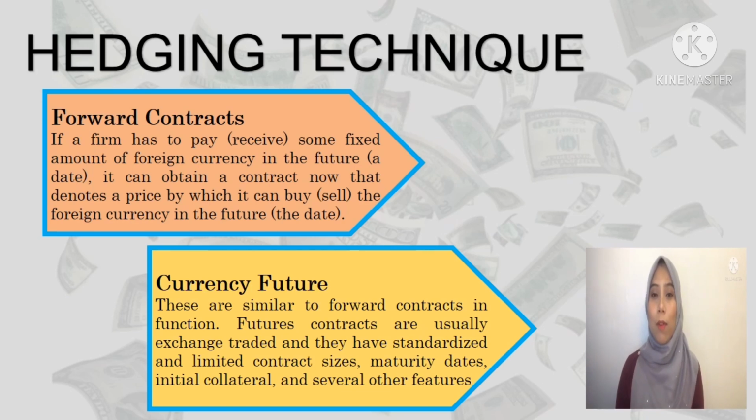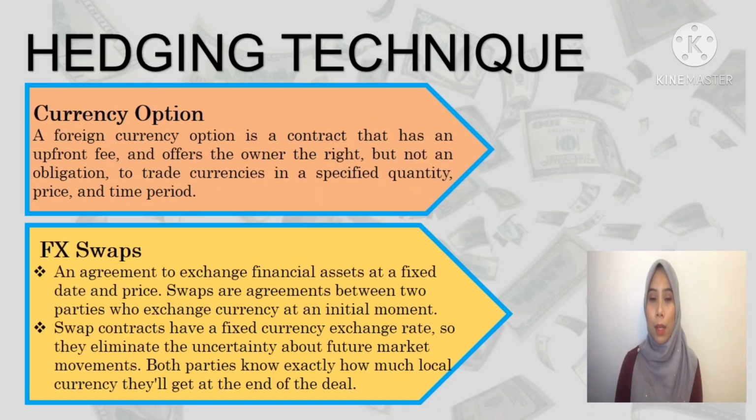Second is the currency future. These are similar to the forward contract in function. Future contracts are usually exchange traded and they have standardized and limited contract size, maturity dates, initial collateral, and several other features. Third, the currency option. A foreign currency option is a contract that has an upfront fee and offers the owner the right but not an obligation to trade currency in a specific quantity, price, and time period.